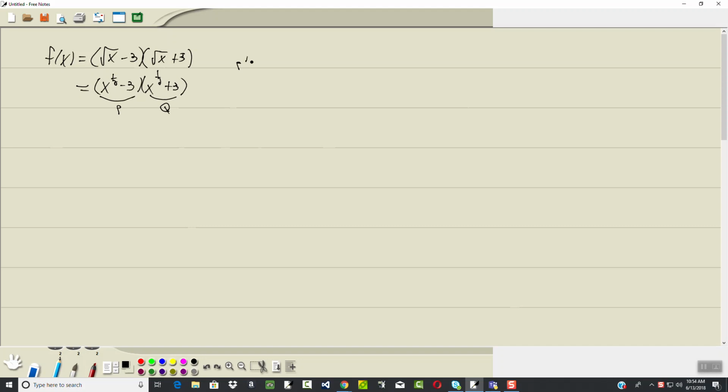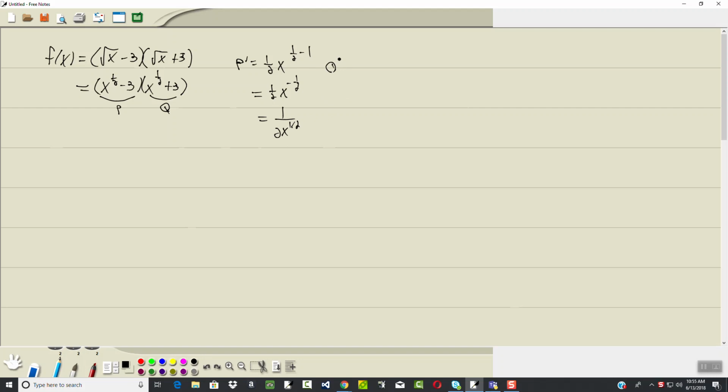So from our formula, we're going to need p prime. Derivative of that, take your power, put it out in front, lower it by 1. And then the negative 3 drops away. So that gives us 1/2 x to the negative 1/2. And we're going to take the x to the negative 1/2 down to the denominator. We don't want negative exponents.